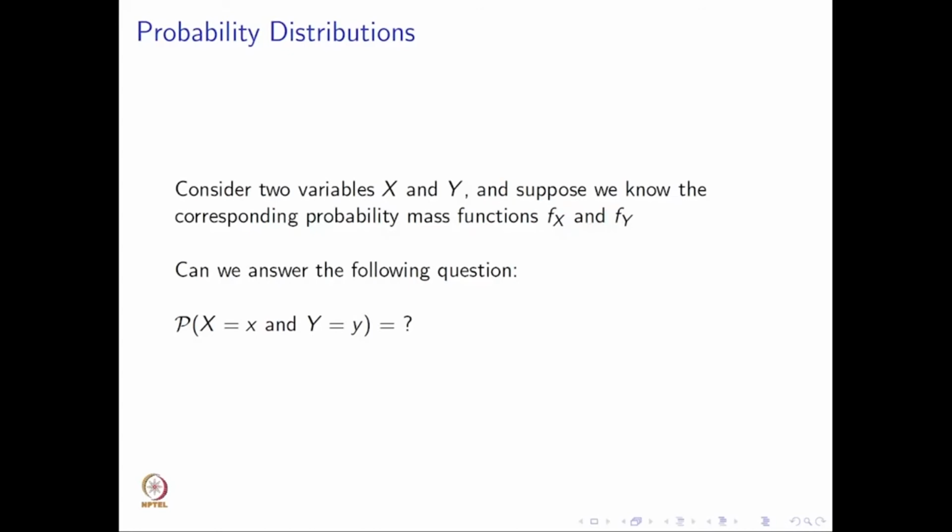Before we proceed, let's consider this question. Consider two variables x and y, and suppose we know the corresponding probability mass functions fx and fy corresponding to the variables x and y. Can we answer the following question? What is the probability that x takes a certain value small x and y takes a certain value small y? Think about this question. If you answered no, then you are correct. Let's see why.